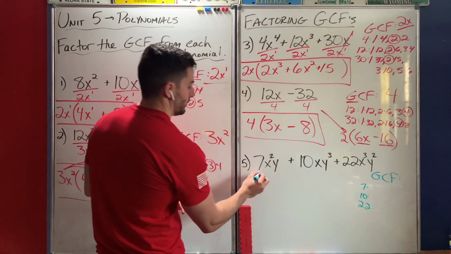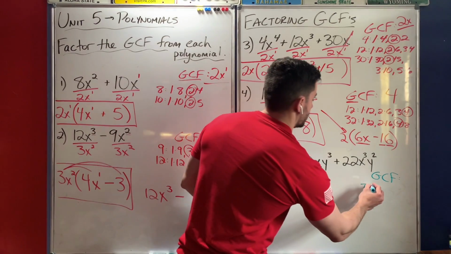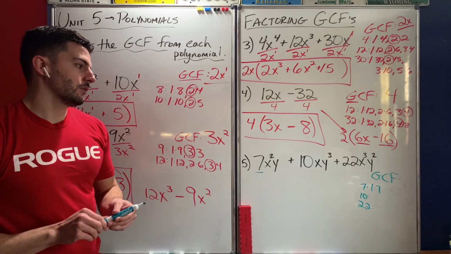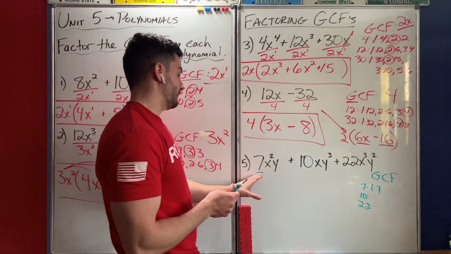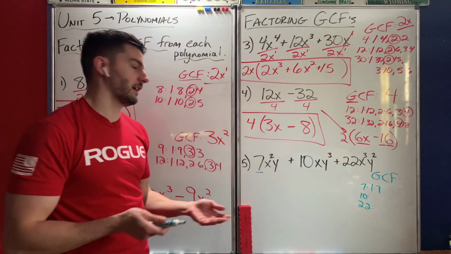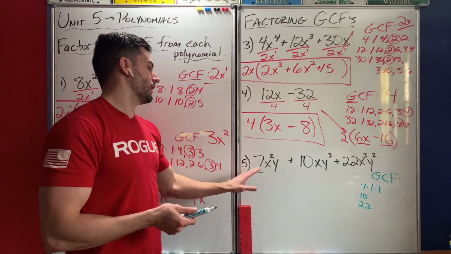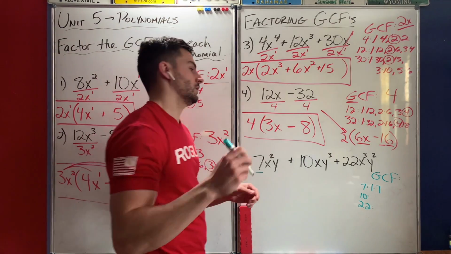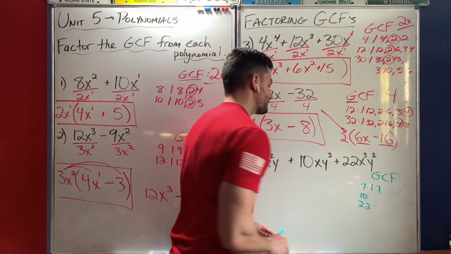Now here's something. When we start with 7, 1 times 7, those are the only 2 factors of 7. You can't think 2 times something equals 7, or 3 times something, or 4. None of those numbers multiply to give you 7. So you have 1 and 7 here.